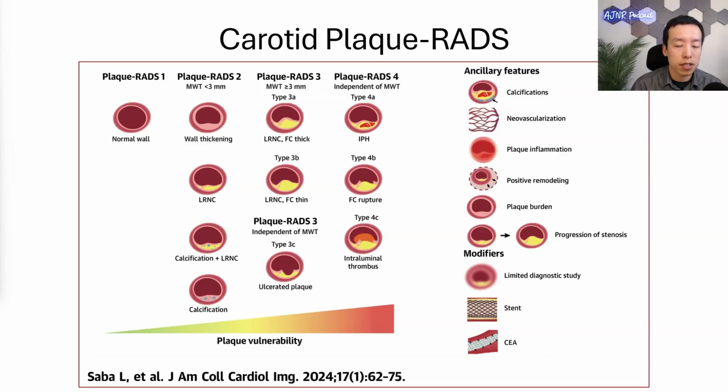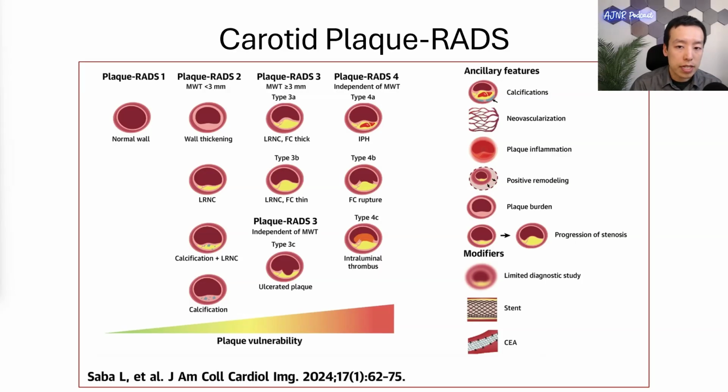Plaque-RADS 2 is a thin plaque defined as maximal wall thickness less than 3 millimeters. And this plaque can be made of lipid-rich necrotic core, calcification, or both. And Plaque-RADS 3 is thick plaque or ulcerated plaque. Thick plaque is at least 3 millimeters in maximum wall thickness on cross-sectional images. And on MRI, you can subclassify this even further by whether there's an enhancing fibrous cap that's thick or thin.